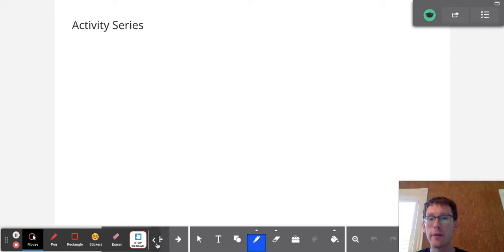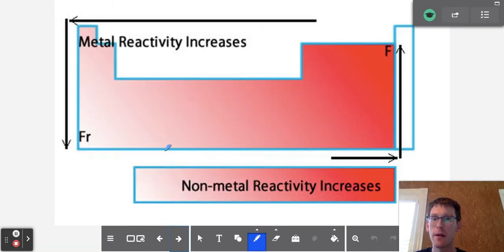In this video, we'll be learning about the activity series. You may recall earlier in this course learning about reactivity, and reactivity is highest in the top right corner for nonmetals and the bottom left corner for metals. So francium would be the most reactive metal and fluorine the most reactive nonmetal.